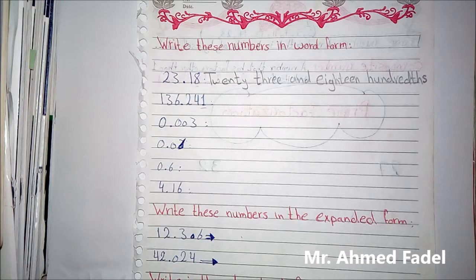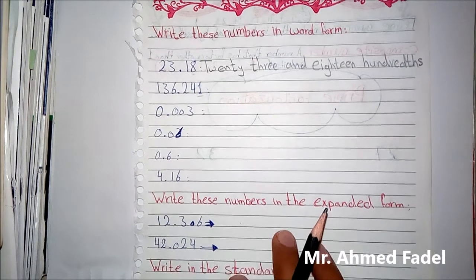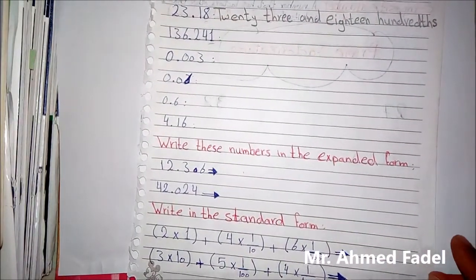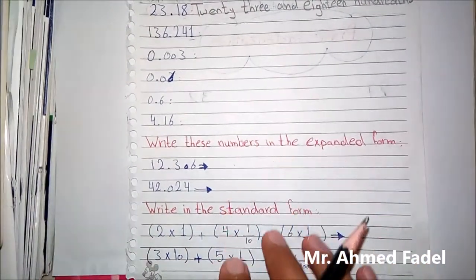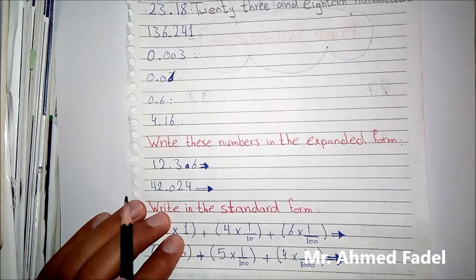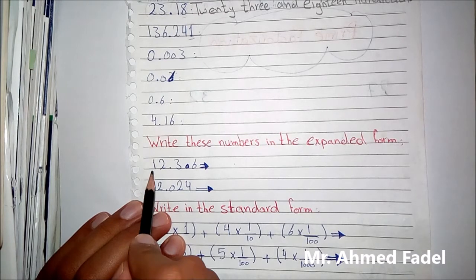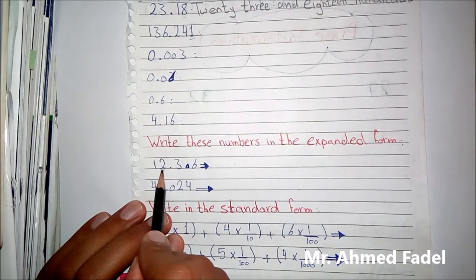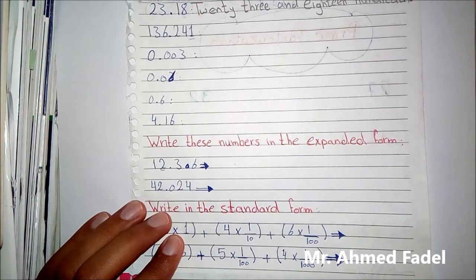All right, very good. The next question here is write in the expanded form. To write these numbers in the expanded form. It's 12.306, or we can say 12 and 306 thousandths. How can we write it in the expanded form? We take it digit by digit. You can take the 2. What's the place value of the 2? Yes, the place value of the 2 is the ones.